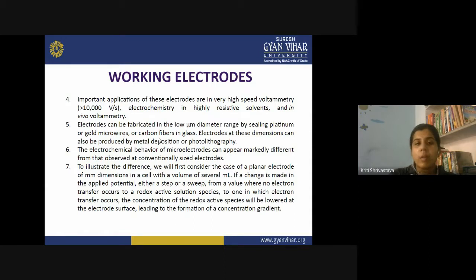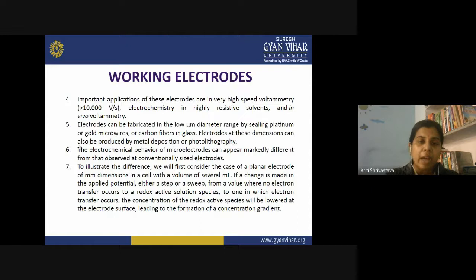Or carbon fibers, all of which are present in the glass. So electrodes of these dimensions can also be produced by metal deposition or by the technique of photolithography. Their electrochemical behavior is very different from the conventionally used electrode, or from the macroelectrode we are generally using. So how can you compare their effect? We will take both electrodes one by one and see their effect on the voltammogram.